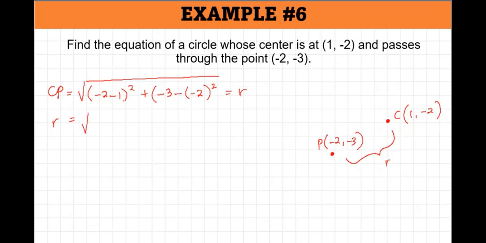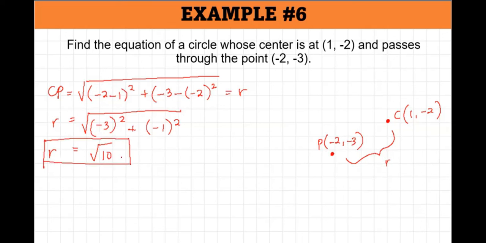Square root of -2 minus 1 is going to be (-3) squared. Ilagay lang muna natin. Plus, ito naman daw, -3 plus 2, that would be (-1) squared. Simplify further, you will get, ito na naman tayo, (-3) squared is 9 plus (-1) squared, that's 1. So, you will get square root of 10. Right? So, now the value for radius is square root of 10. And your center is at (1, -2).